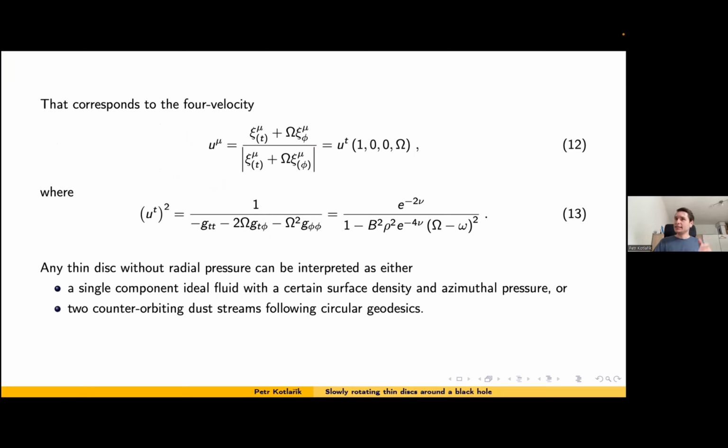And any such disk, any such thin disk without radial pressure, can be interpreted in 2 ways. Either it is a single component ideal fluid with a certain surface density and certain azimuthal pressure, which keeps the orbits in their position, or it is 2 counter-rotating dust streams following single circular geodesics.